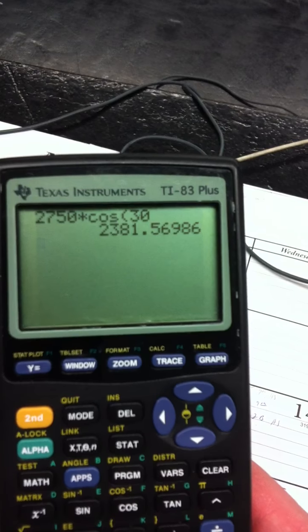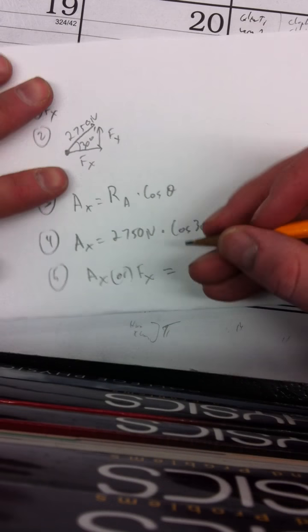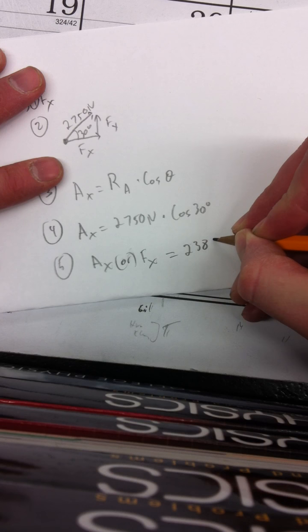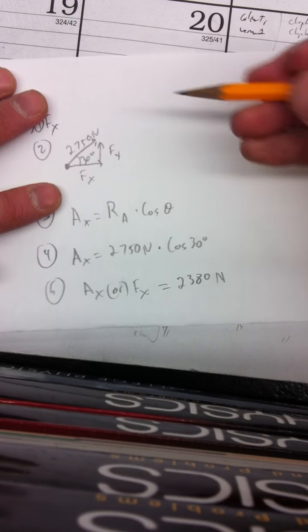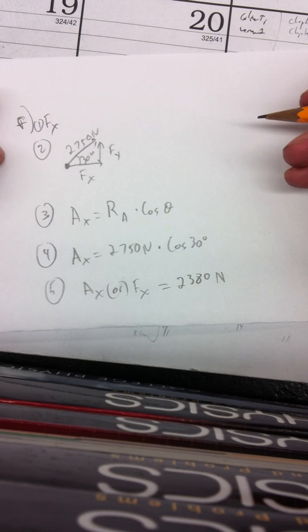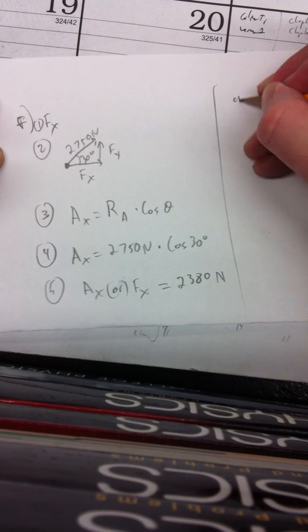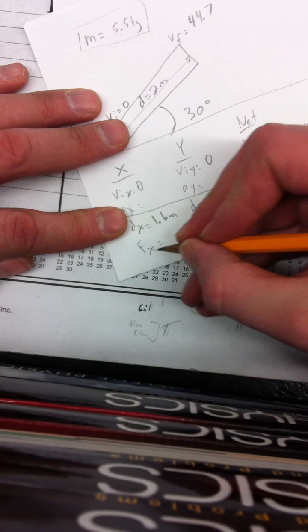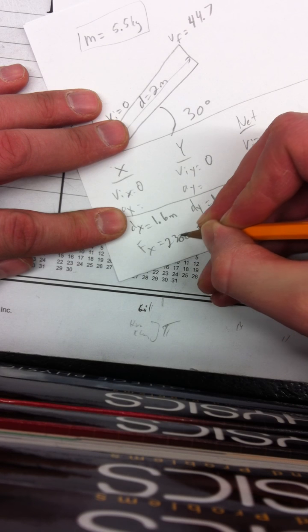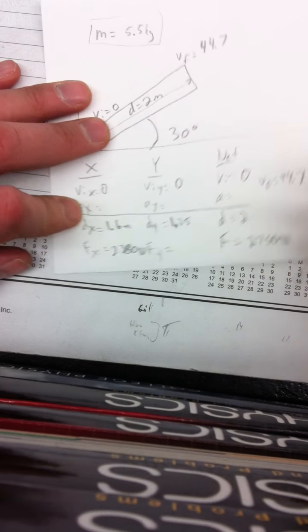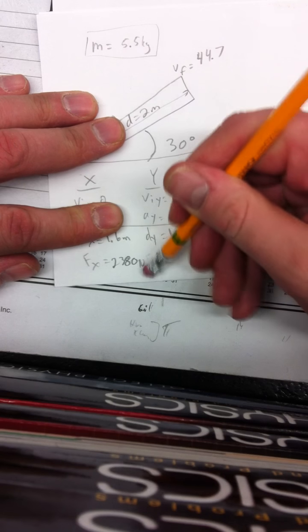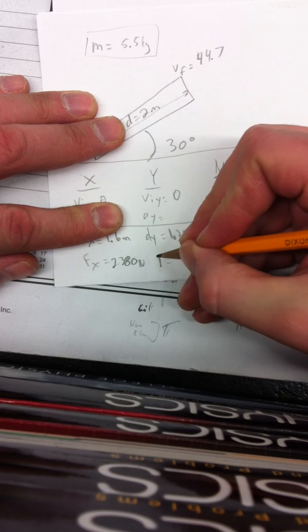So it's 2,380. I'm getting a final answer of about 2,380 newtons, which makes sense because the angle is low, so there's going to be more horizontal force than vertical force. Now for G, which I'll do over here, I'll go back to my original chart, 2,380 newtons. We can now solve for Fy.